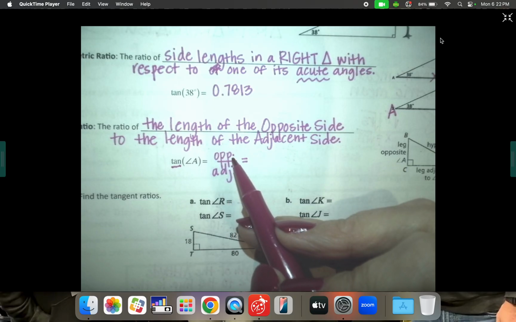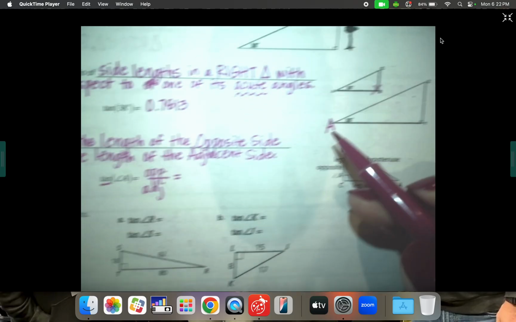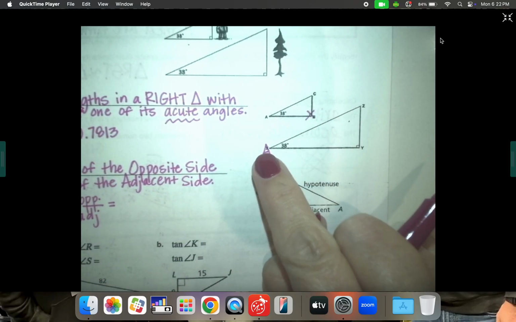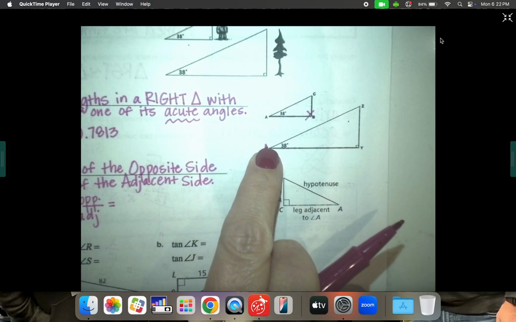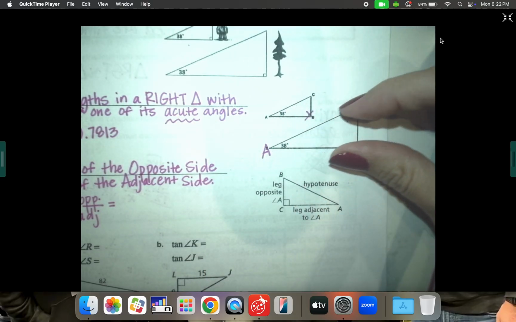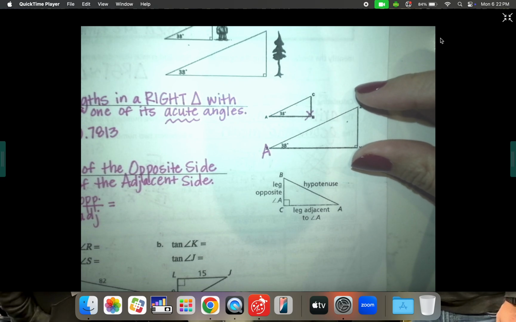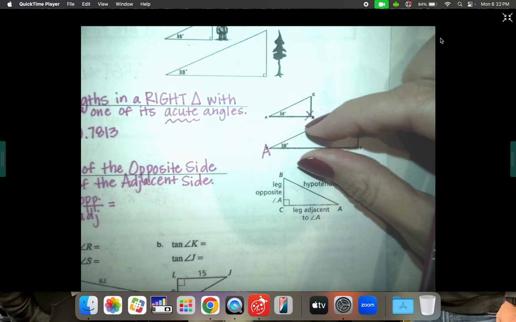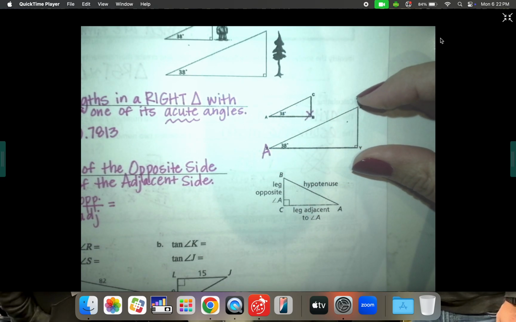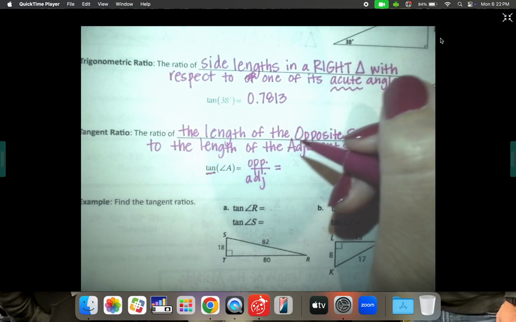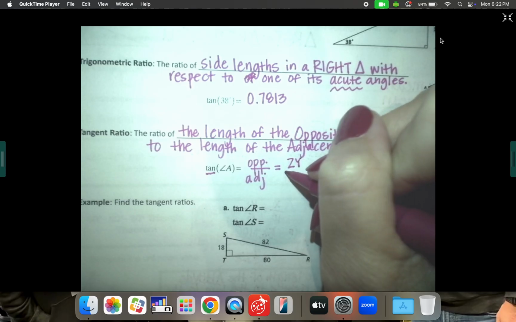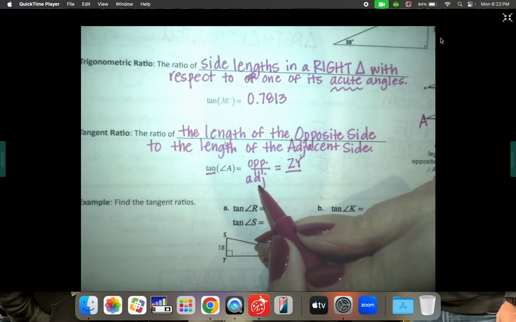So let's find the opposite of angle A. So look at where A is. Opposite is like if you follow angle A out, it's the opposite of it. It's right here. So opposite is directly across from it. So that is ZY. So side ZY is our opposite. Adjacent is the one right next to it.